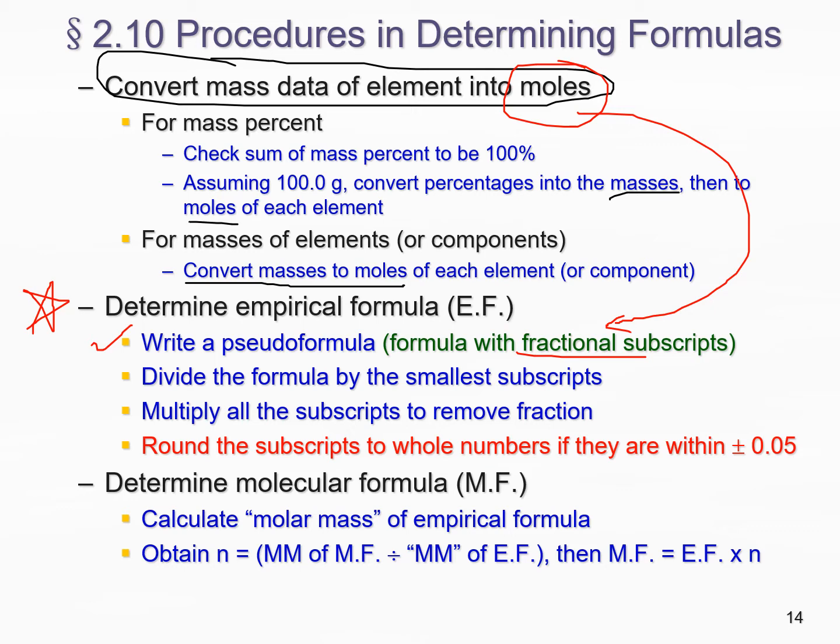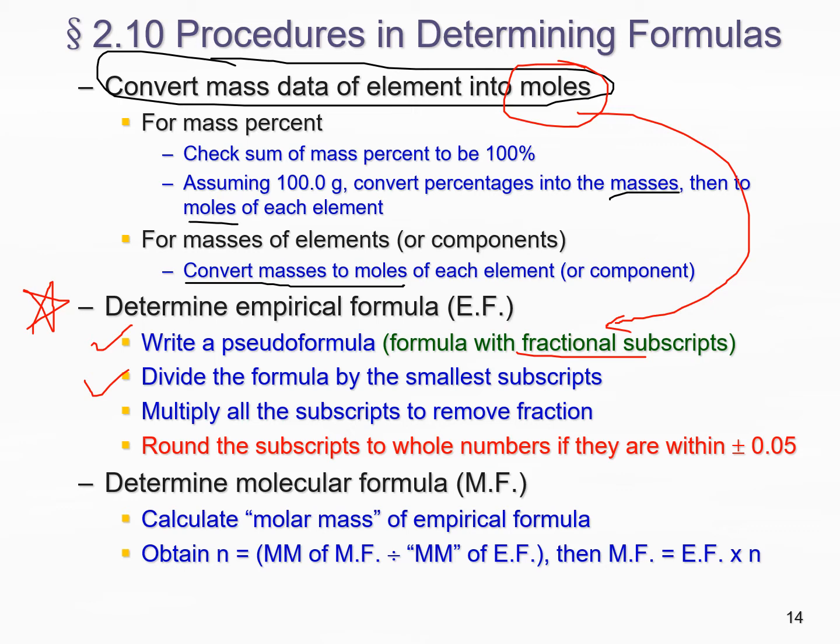All right, once we have the pseudo formula, our next step is to divide the formula by the smallest subscript we can find in that pseudo formula. By doing this, we can have at least the subscript of one element as 1. That is important. Remember, for a formula, the subscript must be a whole number. Then we find a multiplier to multiply all the subscripts in order to remove the fractions.